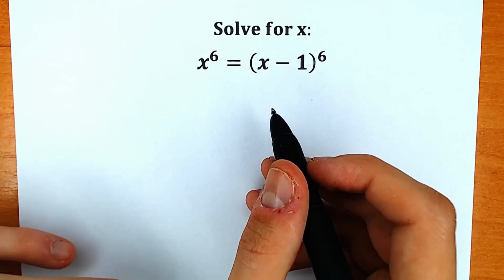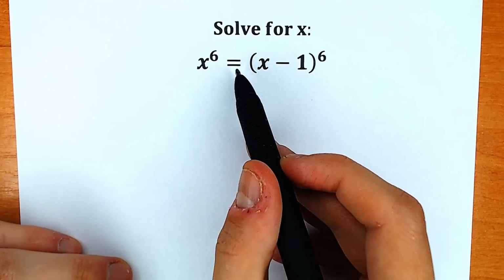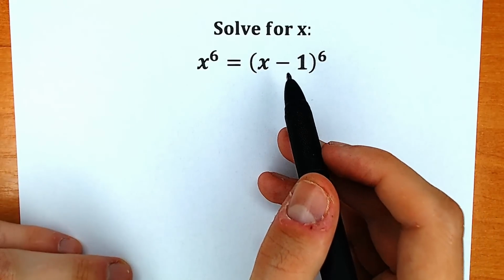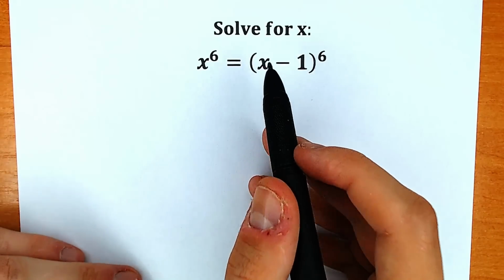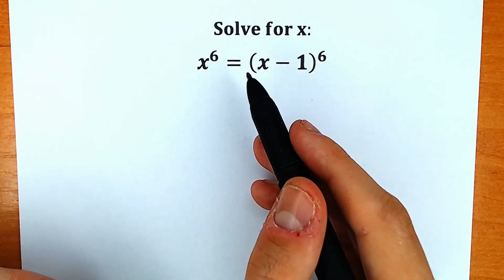Hi Mathematics. Today we have a very interesting and, in the same way, very tricky question. x to the 6th power equals (x minus 1) to the 6th power. A lot of students might be saying, hey mister, let's just cancel this 6th power right here and we can easily find this x real quick, just in 5 seconds.